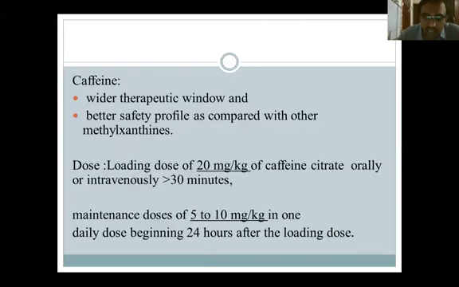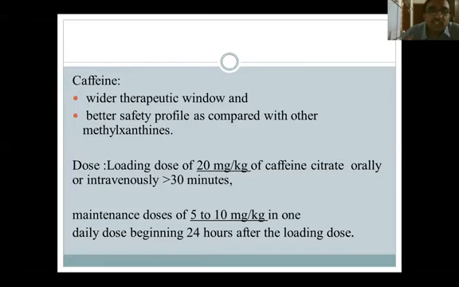Caffeine is the one which is used. Why is it used? This is mainly because of the wider therapeutic window, the better safety profile as compared to the methylxanthine agents. Because of the wider therapeutic window, a lot of units will not check the therapeutic range of the caffeine. Usually we require to do it in aminophylline or theophylline.